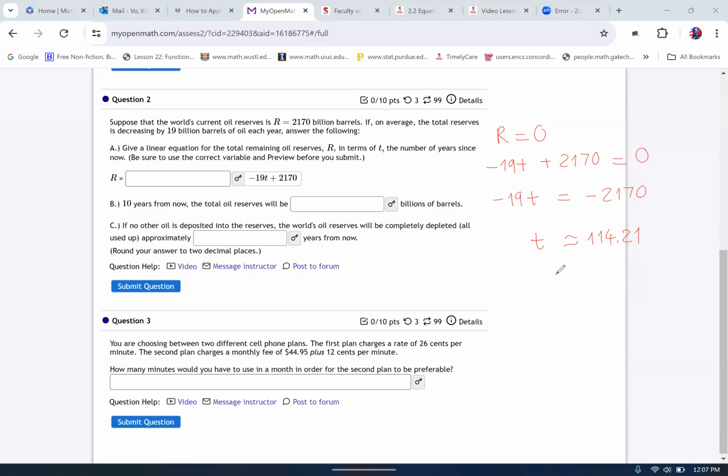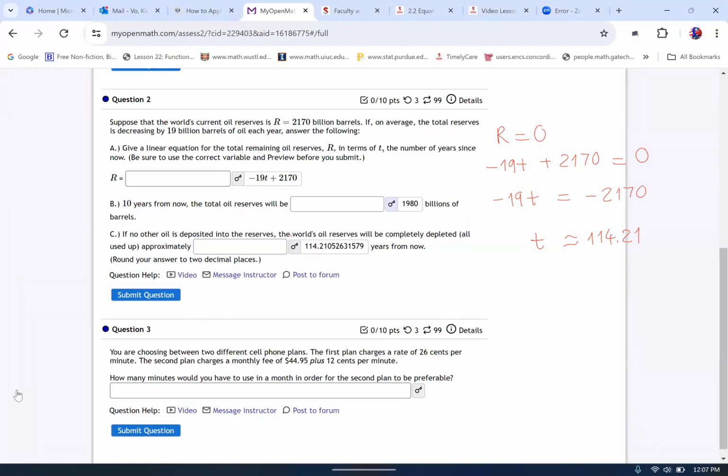Okay, so we could actually check our answer here. Let's see, 114.21. Yep, that's good. And then the other answer that we got earlier, which was 1,980 billions of barrels, that was correct as well.